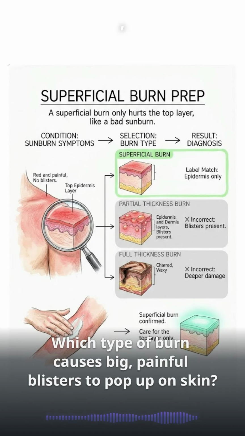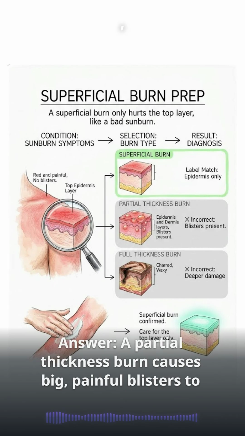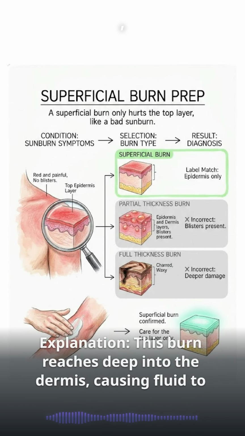45. Which type of burn causes big, painful blisters to pop up on skin? A partial thickness burn causes big, painful blisters to form on the skin. This burn reaches deep into the dermis, causing fluid to rush up fast.